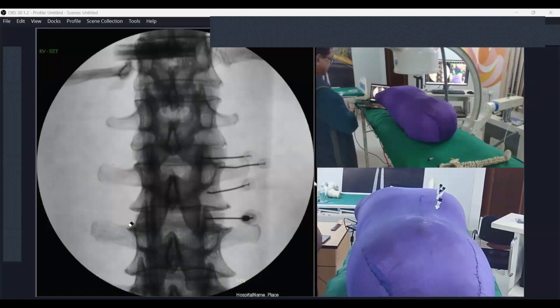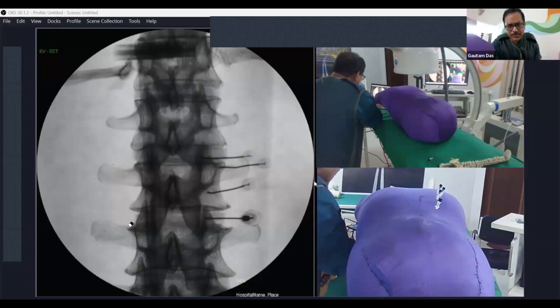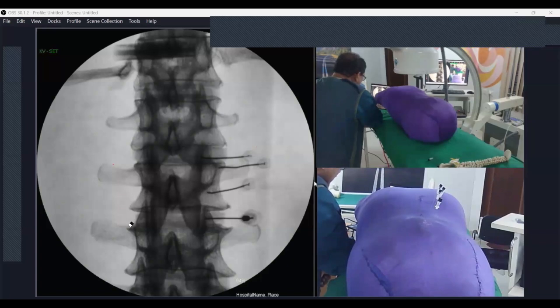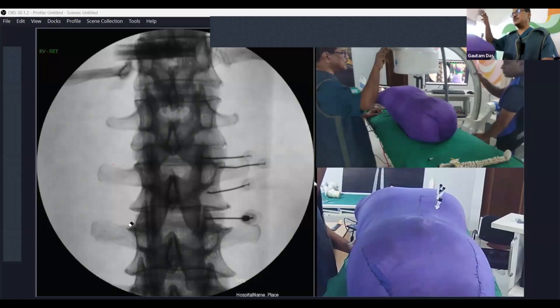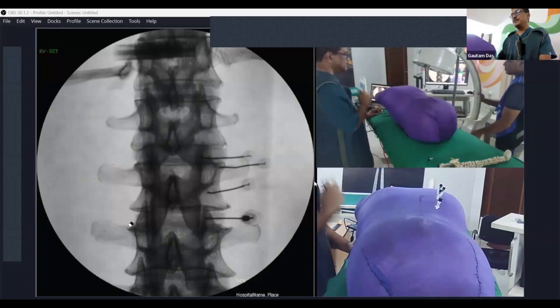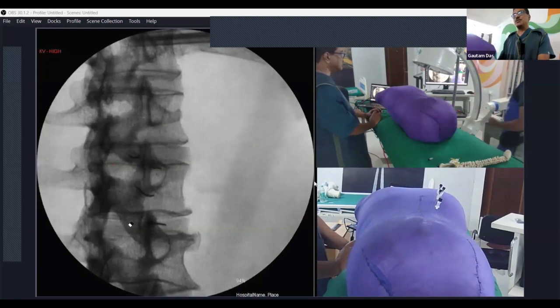Oh, okay, sir. Excuse me, sir. When you aim for the Scotty dog position, the tip of the spinous process should be within the body or can it go beyond the body? I didn't understand your question. Can you repeat? When you are making a Scotty dog position. Yes, let us make a Scotty dog position. Oblique. Okay, so this is the Scotty dog position.